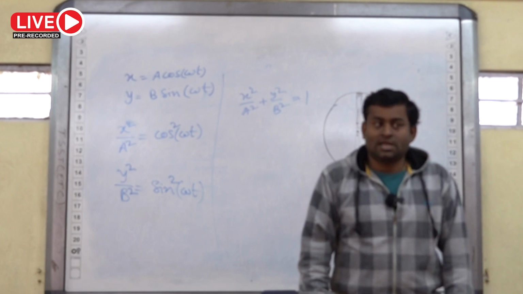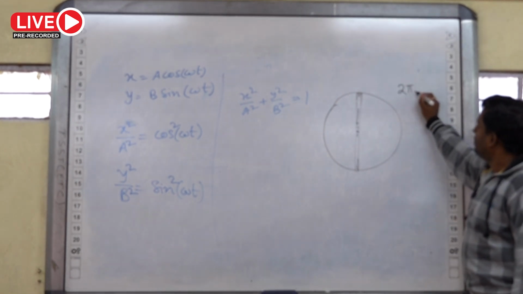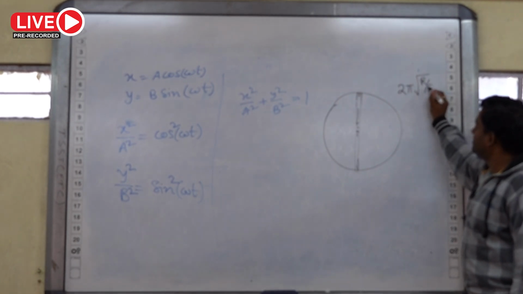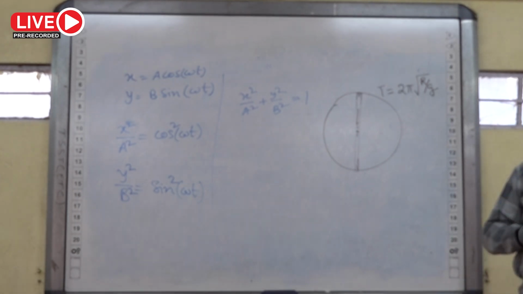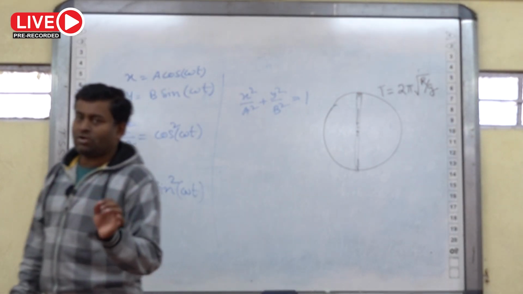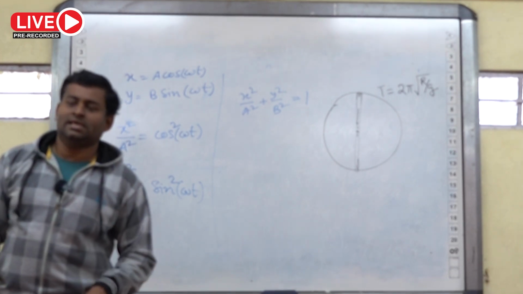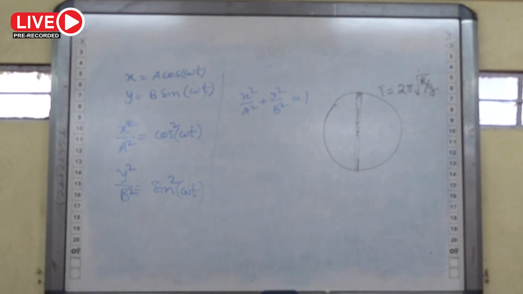This is the standard answer. It is 2 pi root R by g. Whenever a tunnel is prepared through earth, then the body oscillating in that tunnel has time period of oscillation 2 pi root R by g, where R is the radius of the earth.